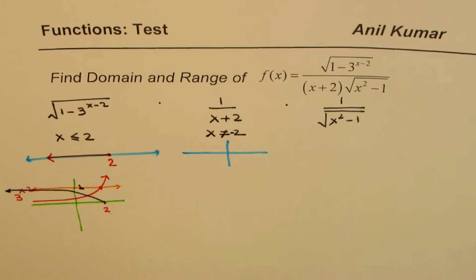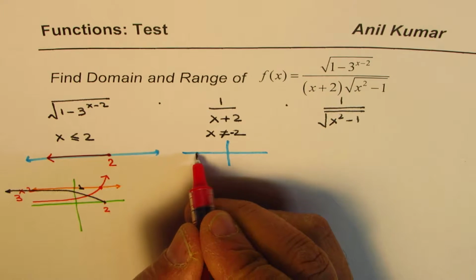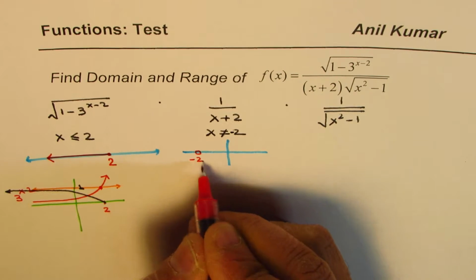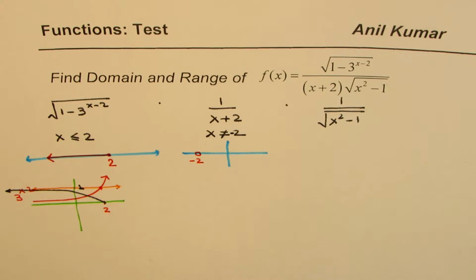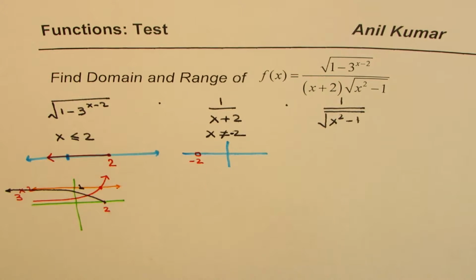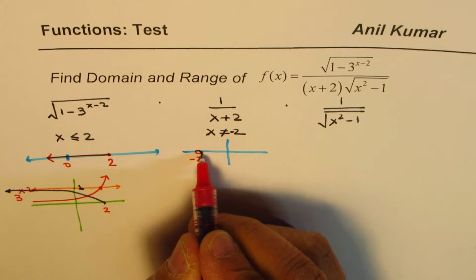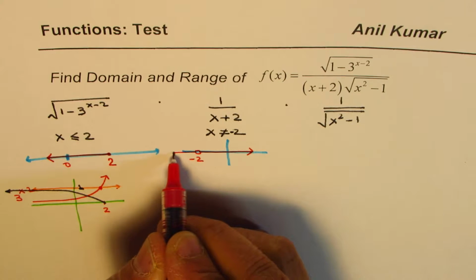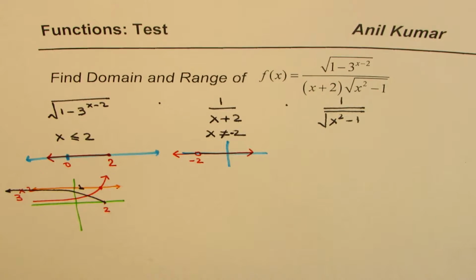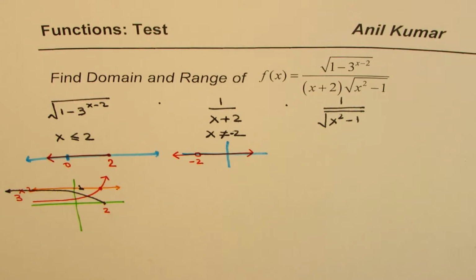Minus 2, okay? So in this case, let us say this is minus 2 for us. It's good to write 0 somewhere here also, so that you know how it is going. So with minus 2 here, the domain is everything but minus 2. That becomes the domain. So x belongs to all real numbers but not equal to minus 2.